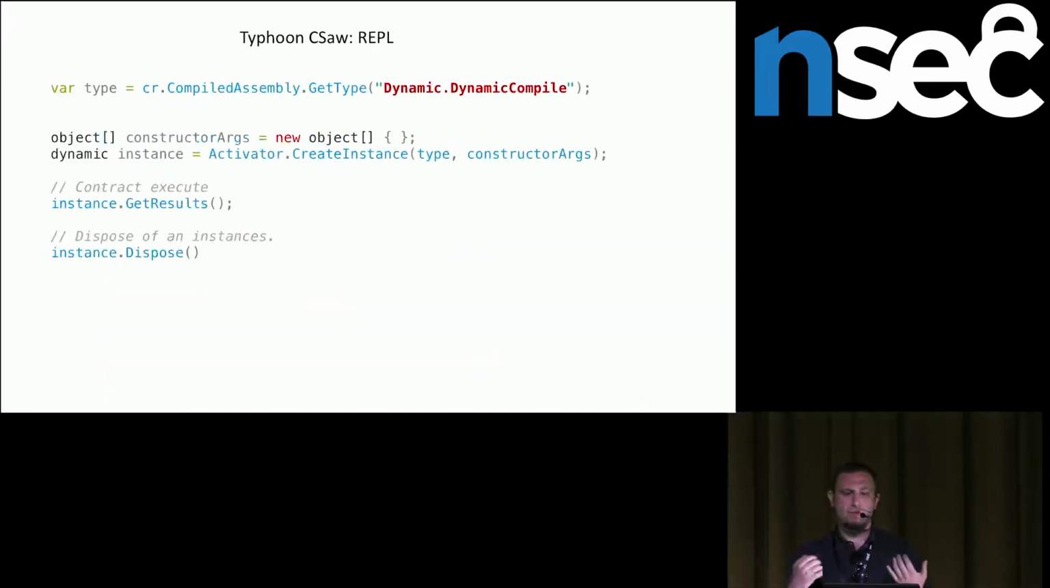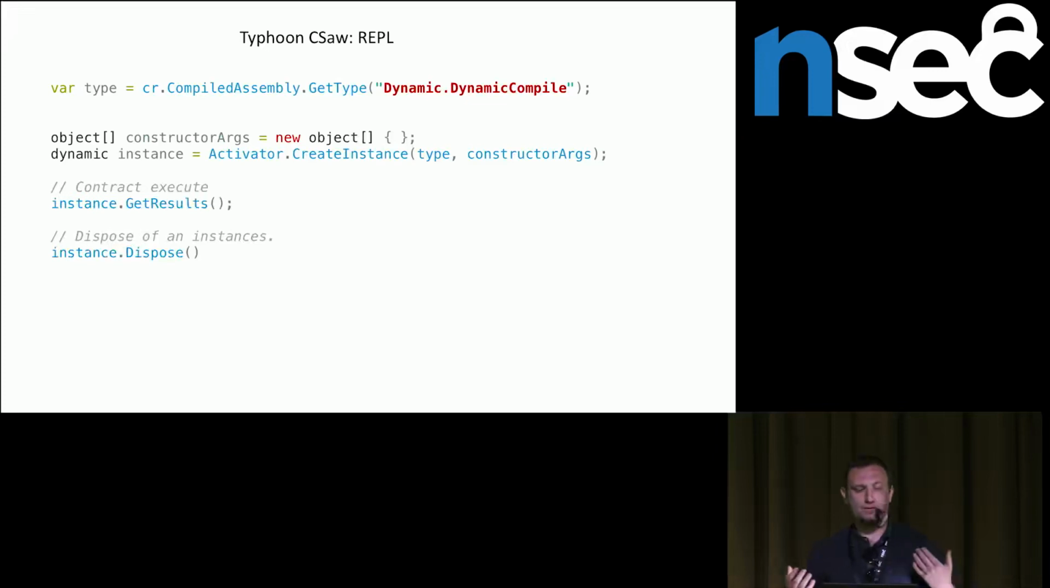Once you compile, you can reflectively load your namespace. For example, it's called dynamic compile, right? And then you use Activator reflection to create an instance of your code that you've just compiled through the REPL. Then you get results, and then you dispose. So essentially, this is how our REPL is going to work.